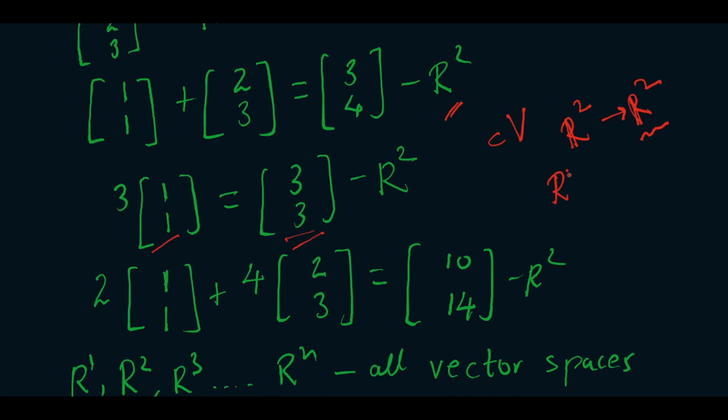So R square is a vector space. Similarly, R1 is also a vector space. For example, consider a vector 1. Now when you add another vector, say 2, it gives us 3. Now 1 is also in R1, 2 is also in R1, and the result is also in R1. So it is a vector space.